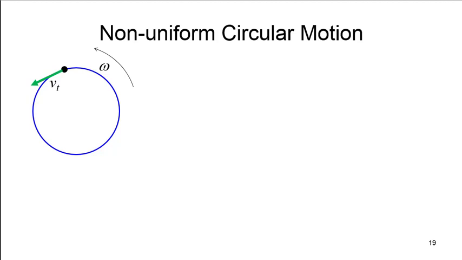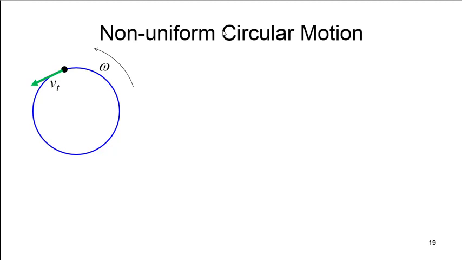Everything we've seen so far has been for uniform circular motion, but now let's consider non-uniform circular motion. Remember, uniform motion is when an object is moving in a circle at a constant speed. That means our tangential velocity, that's our speed, is constant, and our angular velocity is constant. This is the rate that we're completing a circle. This is constant if we're talking about uniform circular motion.